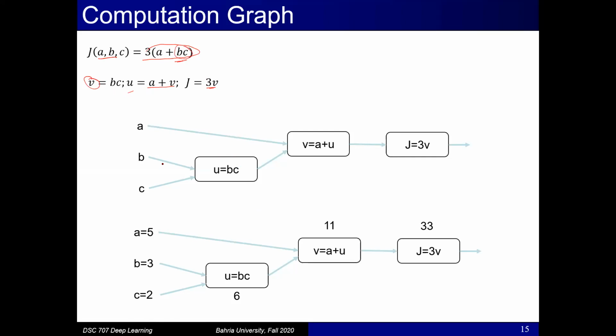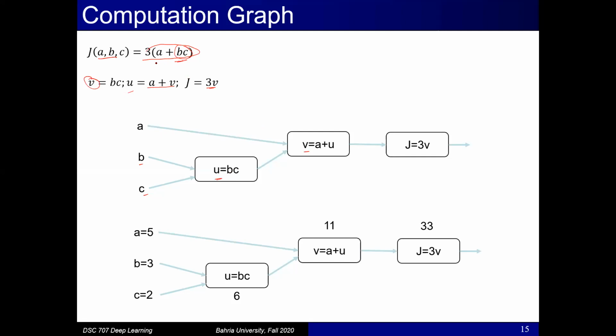Just like you make a tree in data structures, you have b and c, you multiply them together, you get the product, which is u. And whatever is the answer of this product, you add a to it, a plus bc, and we are calling it v. So these are just two new variables we have introduced.